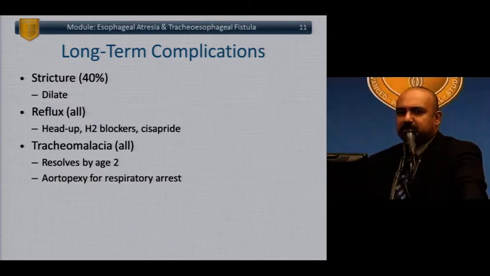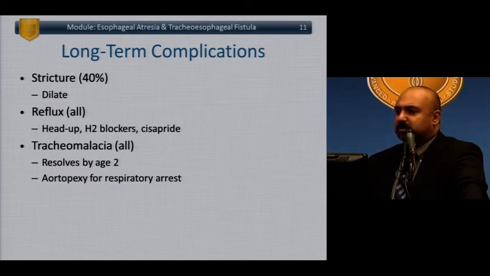Strictures, about 40% of these patients will develop strictures. These are easily dilated in most cases. Depending on what type of stricture you're seeing, if it's a reflux stricture, and all these patients have reflux, these strictures will be persistent and will require continued dilatation. Some of these patients may require a Nissen fundoplication if it's severe enough and if the patients can't tolerate enteral feeding.